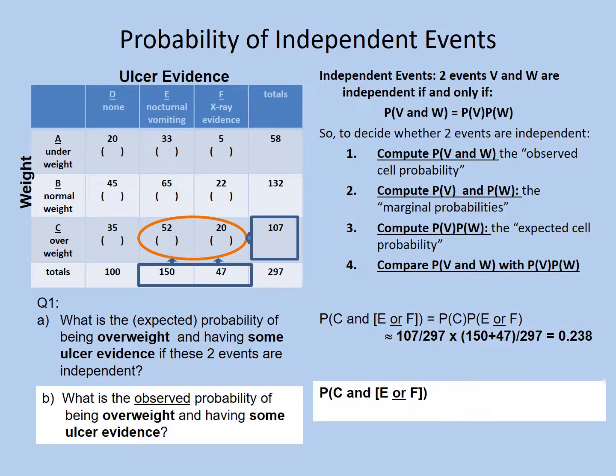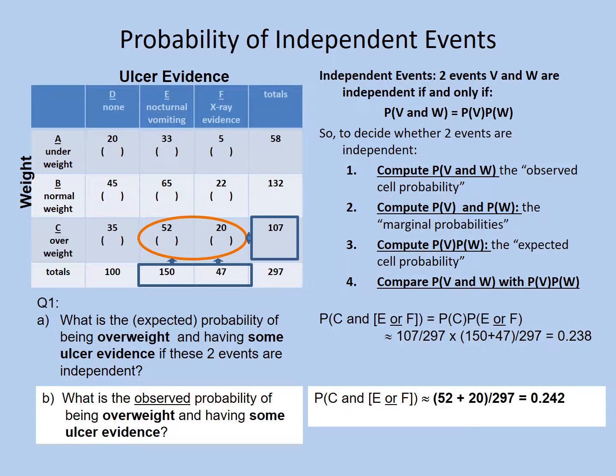Having now determined the expected probability of being overweight and having some ulcer evidence, we now wish to know what is the observed probability of being overweight and having some ulcer evidence. This probability is the intersection of two events, the event C being overweight and the event E or F having some evidence of ulcer. This is a cell probability, and the formula is P of C and E or F. Calculating this probability, we get 52 plus 20 divided by 297, which is 0.242.